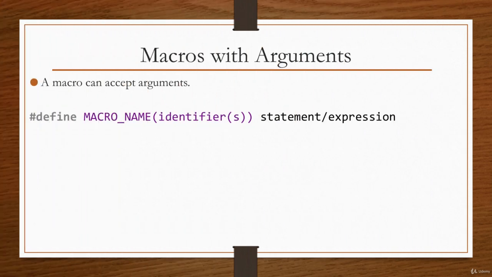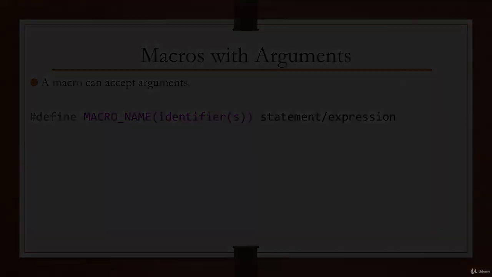We can also define macros that accept arguments. You use the define preprocessor directive as before, followed by the macro name, and then between parentheses you have a comma separated identifier list, followed by the statement or expression that uses those identifiers. Now I call these identifiers because they are not really parameters, so you're not really passing by value or passing by reference or something like that. Again, when it comes to macros, we are doing simple substitution.